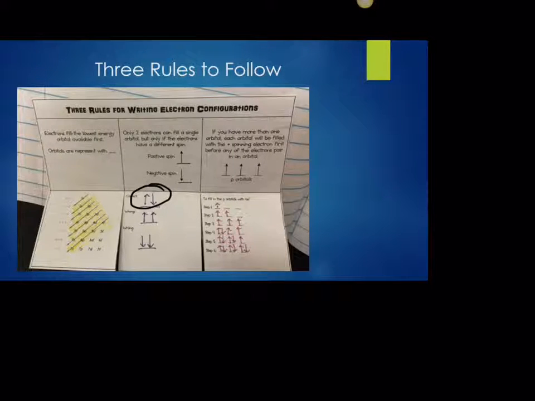The 2 wrong ways of doing this would be this, where you put 2 positive spinning electrons up on the line together, or 2 down. Another way this could be wrong is if you put the negative spinning electron down first and then the up arrow second. So that's another one that you need to add. So add the arrows to your foldable.